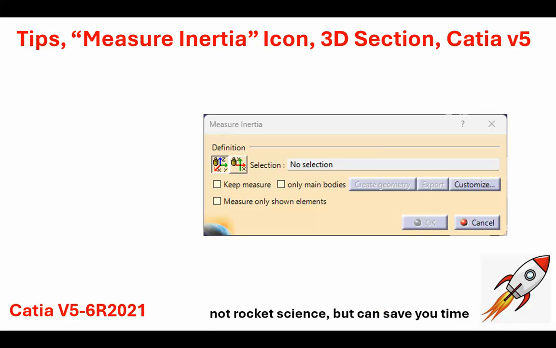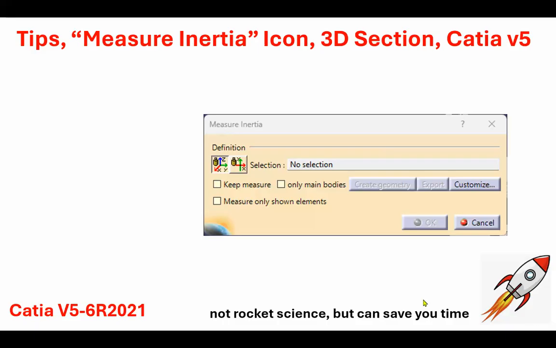Okay, folks, in this tutorial, I want to show you how to use the measure inertia icon in order to calculate the mass moment of inertia of a three-dimensional section. By three-dimensional section, what I mean is, for example, surfaces which have masses, or three-dimensional solid objects, which have density and therefore masses.